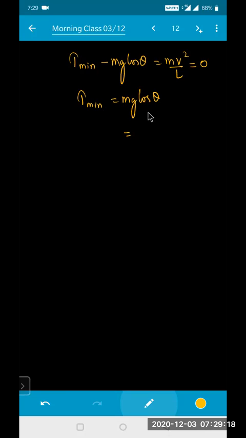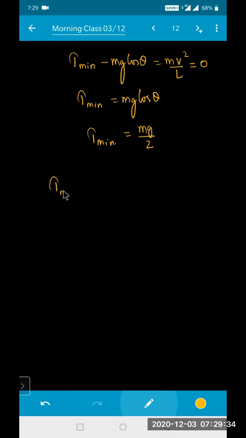Already we got the value of cos theta. Cos theta value is 1/2, and this will become mg by 2. So this is your T minimum. T minimum is mg by 2 and T maximum is 2 mg. What is asked is the ratio.